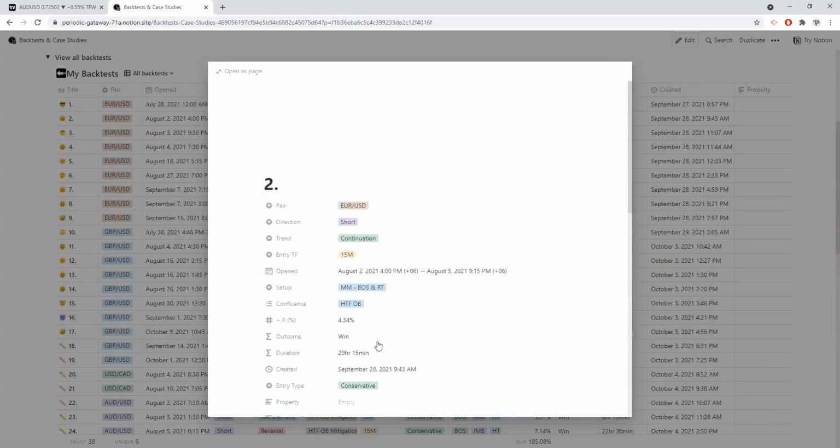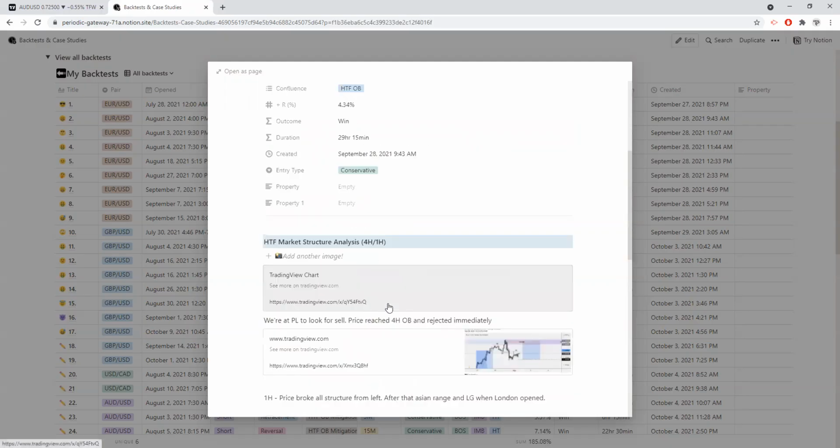So very good. Very good start, bro. Like 20% for the first trade, 20R. It's just massive.